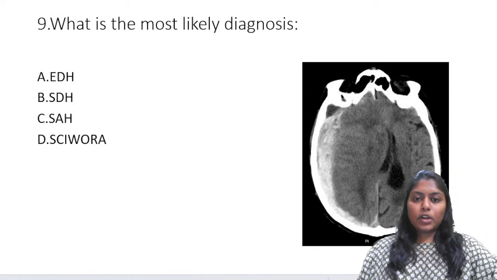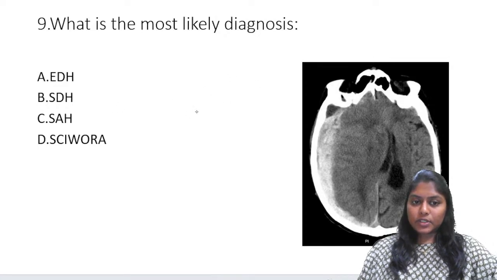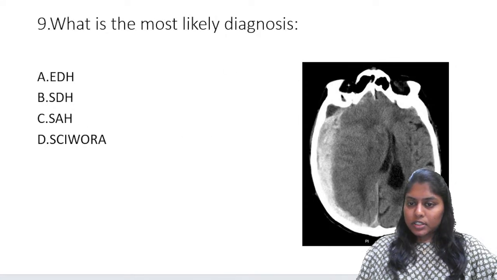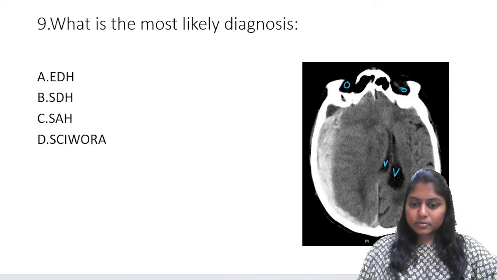Next, what is the most likely diagnosis in this case? Extradural hematoma, subdural hematoma, subarachnoid hemorrhage, and so on. So we are able to see this is the orbits, and these are the ventricles. The right ventricle is pushed. Okay, stop. Yeah, you have gone till the ninth question.